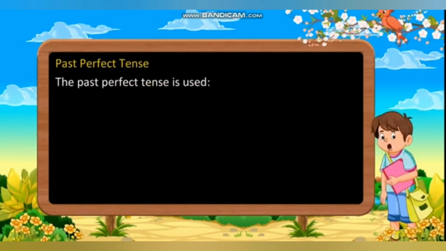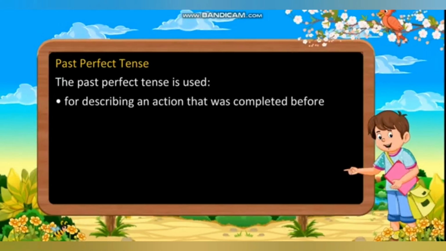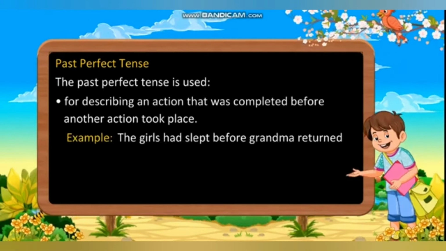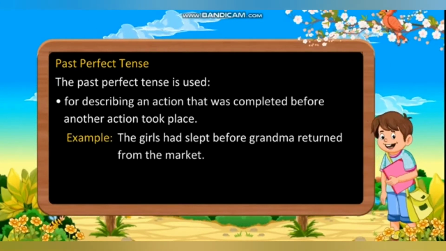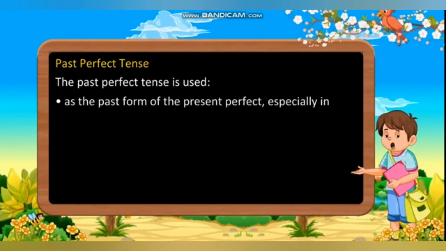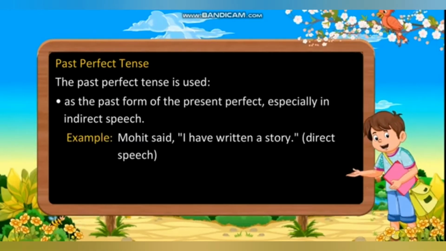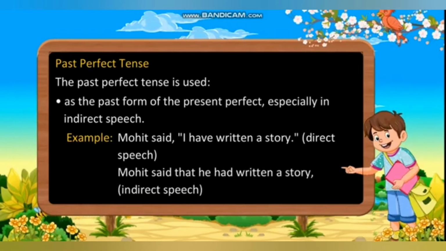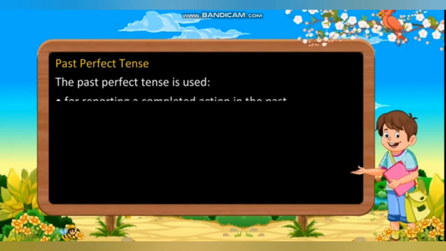Past perfect tense. The past perfect tense is used for describing an action that was completed before another action took place. Example, the girls had slept before grandma returned from the market. Next, as the past form of the present perfect, especially in indirect speech. Mohit said, I have written a story, direct speech. Mohit said that he had written a story, indirect speech.